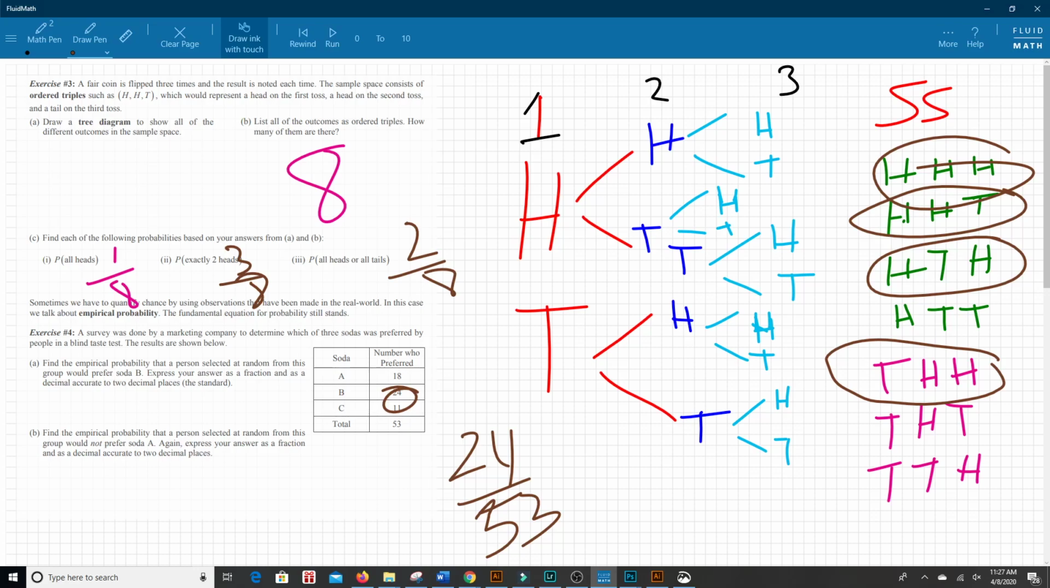B says find the empirical probability that a person selected at random from this group would not prefer soda A. Again, express your answer as a fraction and as a decimal accurate to 2 decimal points. So we're talking about what is not 18. So essentially just 24 and 11, which is going to give us 35. 35 over 53.